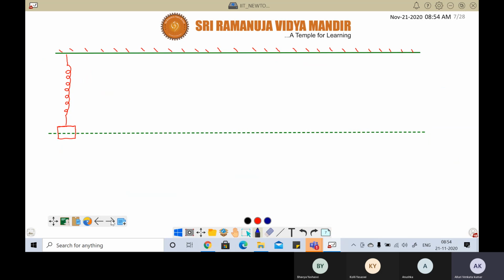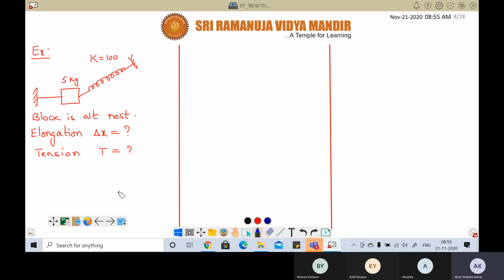Now next, let us see one more problem. Do this problem. There is a wall here. To this wall, there is a massless rope. To this, there is a 5 kg block. And to this 5 kg block, there is a spring connected, whose spring constant is 100. Now, finally, the block is at rest. So what is the elongation, delta x? And what is the tension in the string, T?